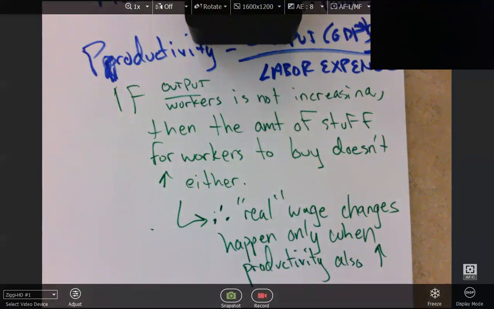Questions on that? And what we've seen over time, I'll find a graph for us for beginning class on Thursday. What we've seen over time is productivity has increased a lot and average hourly earnings have not. Real average hourly earnings have not.